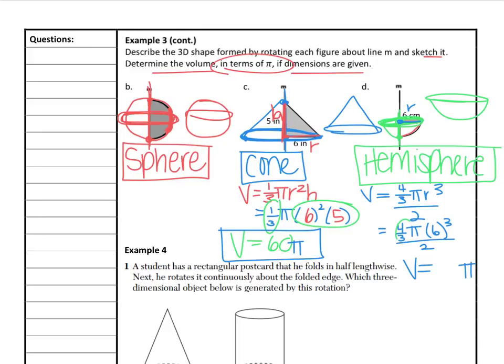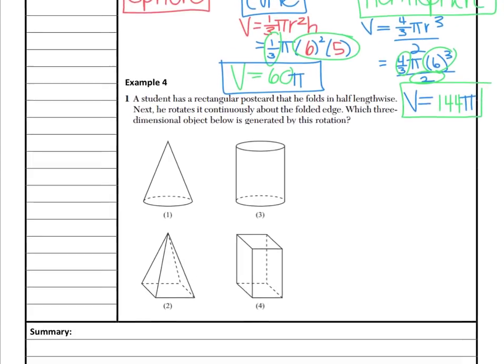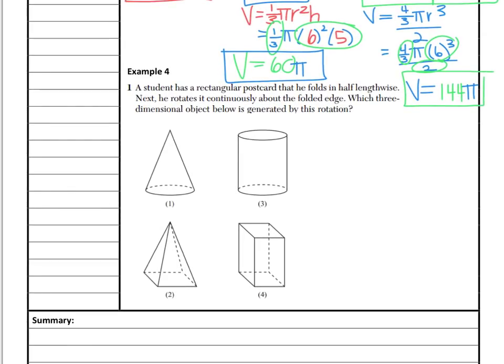So you should be typing in the top part first and then hitting divided by 2 to find out that you have 144 pi. Wouldn't it be nice to have 144 pies? So yummy. All right, last example here is another Regents question.